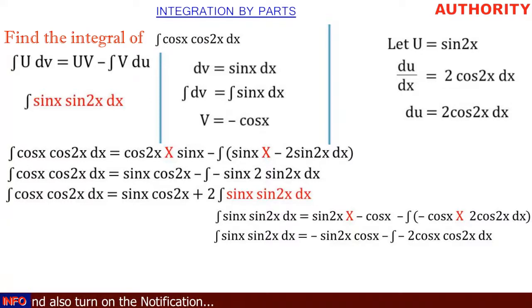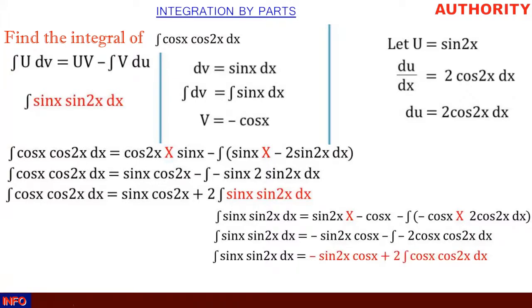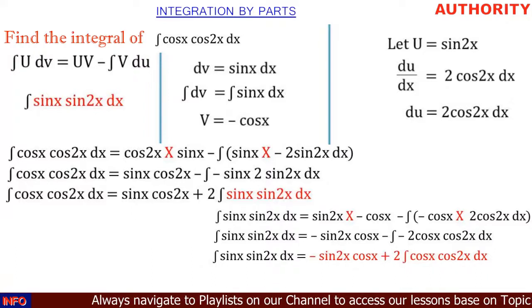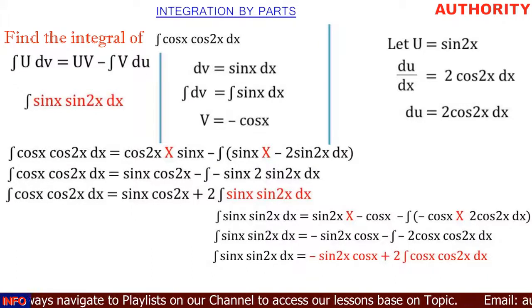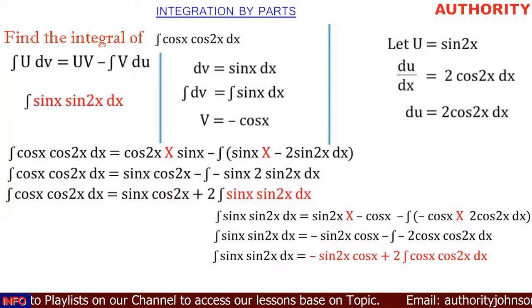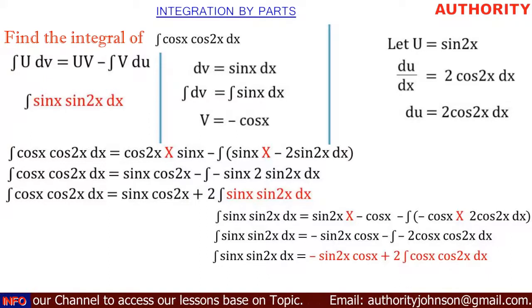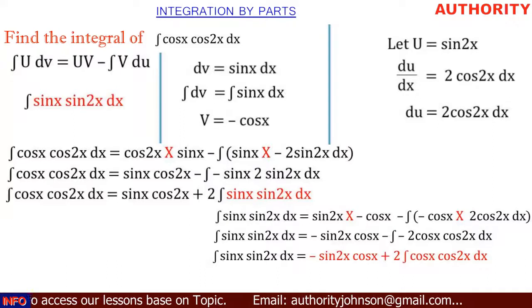We can take the minus 2 outside to multiply the minus outside the integral sign. So when we do so, we're going to have minus sine 2x cos x. So minus times minus is going to give us plus, and then the 2 we are taking outside, 2 times the integral of cos x cos 2x dx. All right, yes. So here now we discover that what we are solving, we just looked for the integral of sine x sine 2x dx.